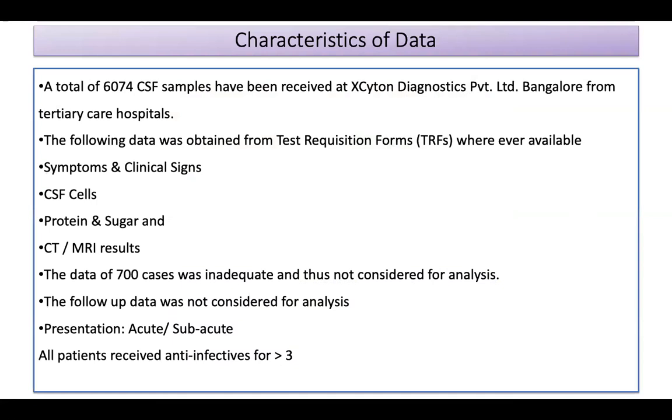Now we have analyzed 6,074 CSF samples which have been received at XCyton Diagnostics and where we have given a report. We obtained the data of symptoms and clinical signs, CSF cells, protein and sugar, CT MRI results, and wherever the data is incomplete or inadequate, we did not take it. 700 cases were dropped, and only 6,074 were taken, even though originally we were taking 6,800 cases. We have not considered follow-up data for analysis, and all presentations were either acute or subacute. All patients received anti-infectives for more than 3 days in a tertiary care center. All the samples came from tertiary care centers.